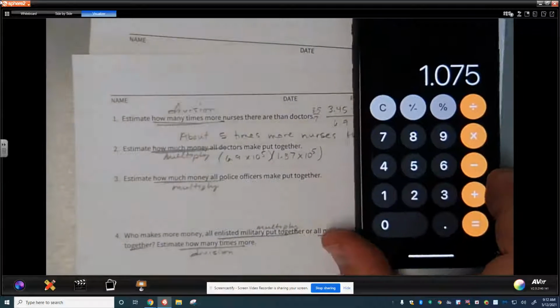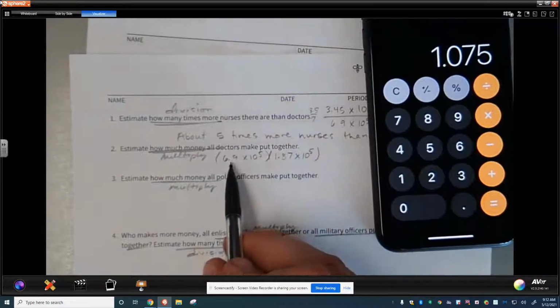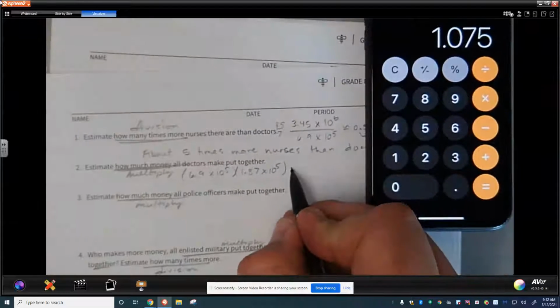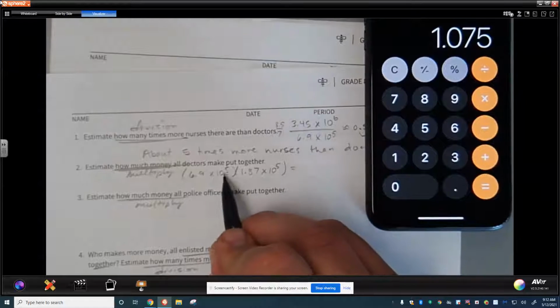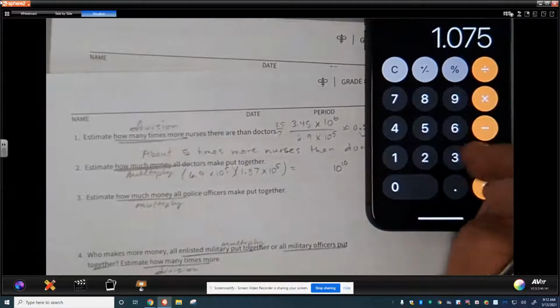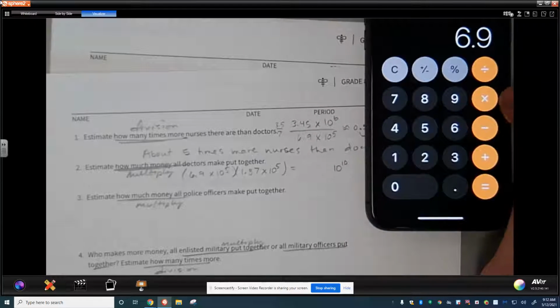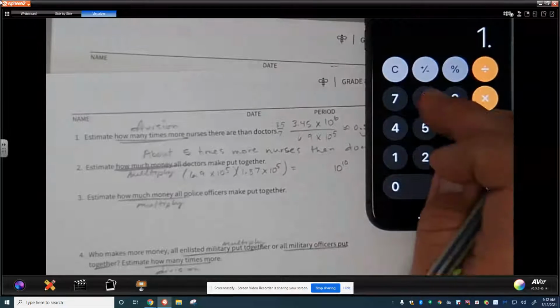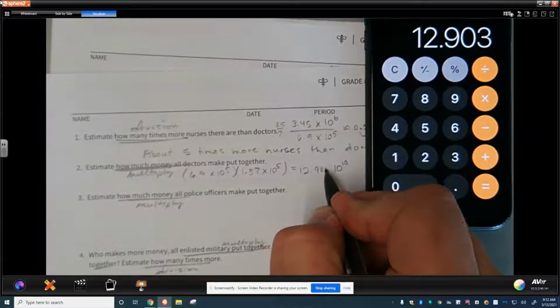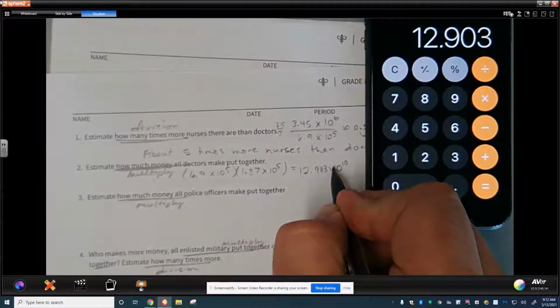And the cool part with this is we can just multiply straight across finite decimals times each other, and then the powers of 10 times each other. We're going to get the powers of 10 is product of powers. 10 to the 5th times 10 to the 5th is 10 to the 10th. 6 and 9/10 times 1 and 8700 is 12 and 903 thousandths.